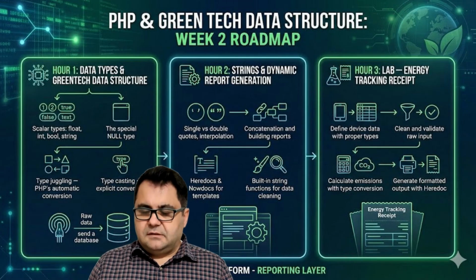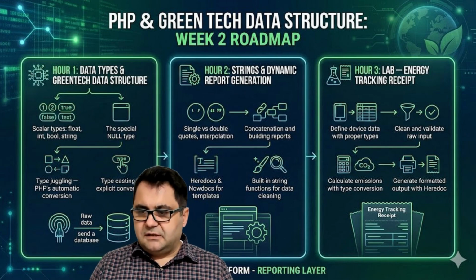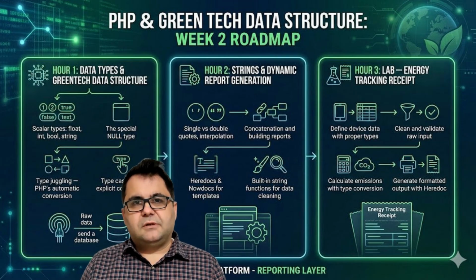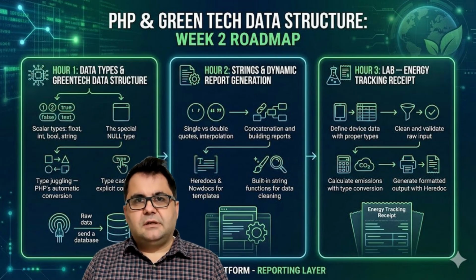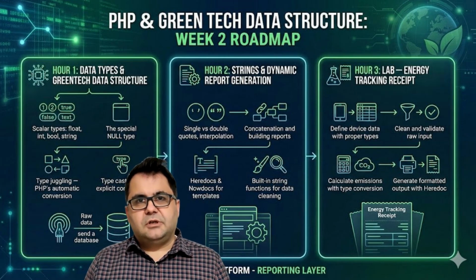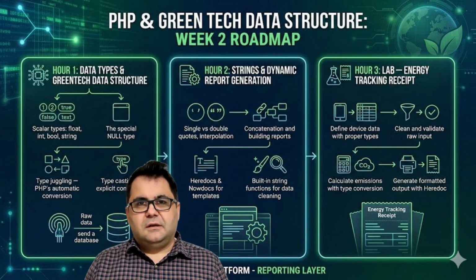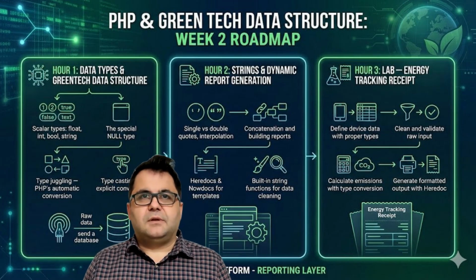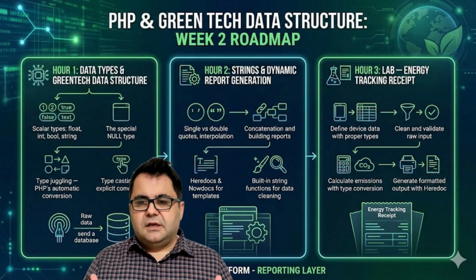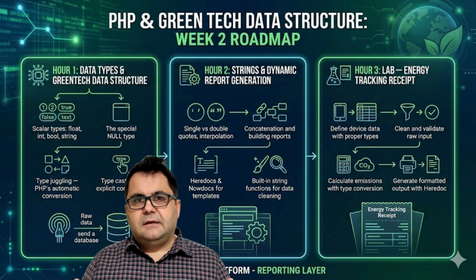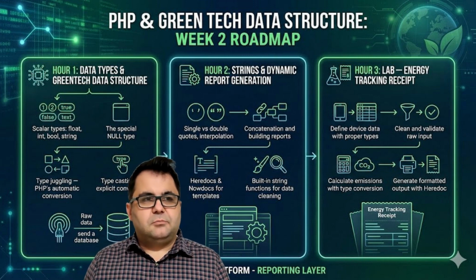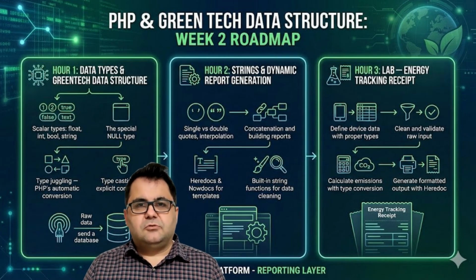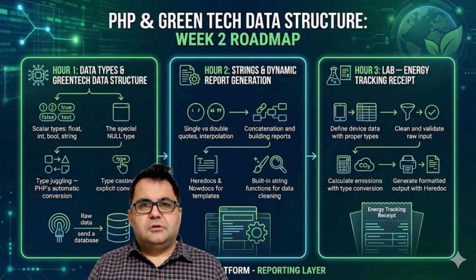Here's our roadmap. Hour 1 focuses on data types, how PHP represents different kinds of information. We'll work with environmental sensor data to make it concrete. Hour 2 is all about strings, text manipulation, which is essential for generating reports and cleaning messy data. Hour 3 is hands-on. You'll build an energy tracking receipt that combines everything. Each hour builds directly on the previous one, and by the end, you'll have a complete script that processes raw device data into a professional emission report.